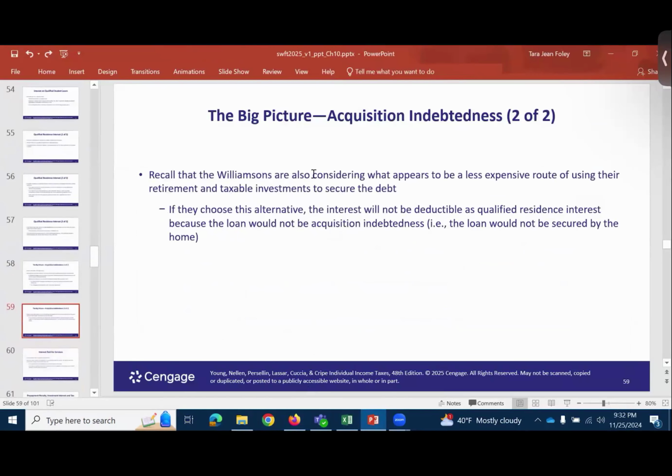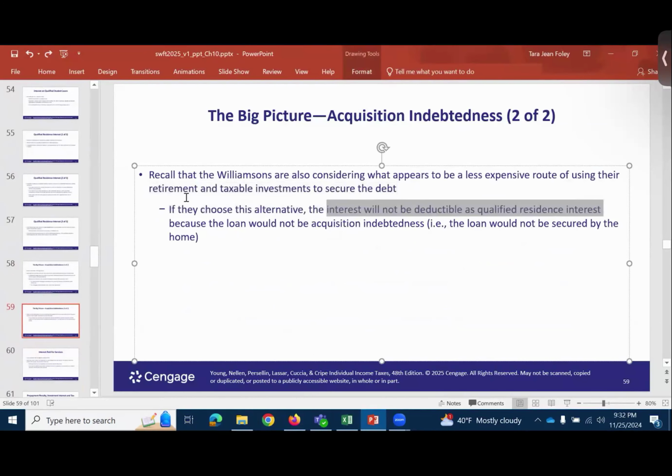Recall that the Williamsons are also considering what appears to be a less expensive route by using their retirement. Well, if they choose that alternative, the interest will not be deductible. You cannot deduct the interest on your retirement account, and it would not be secured by the home.